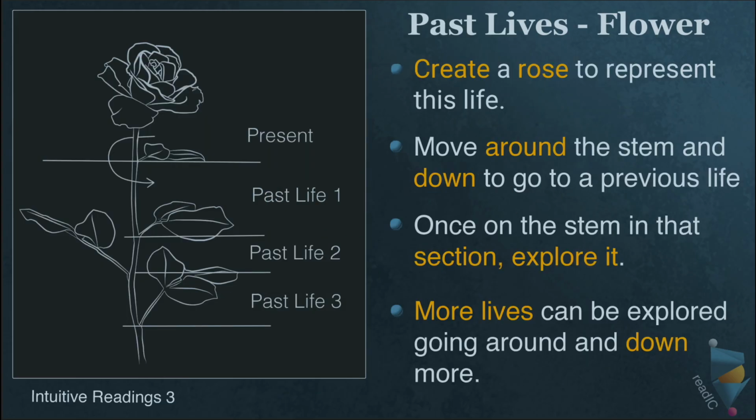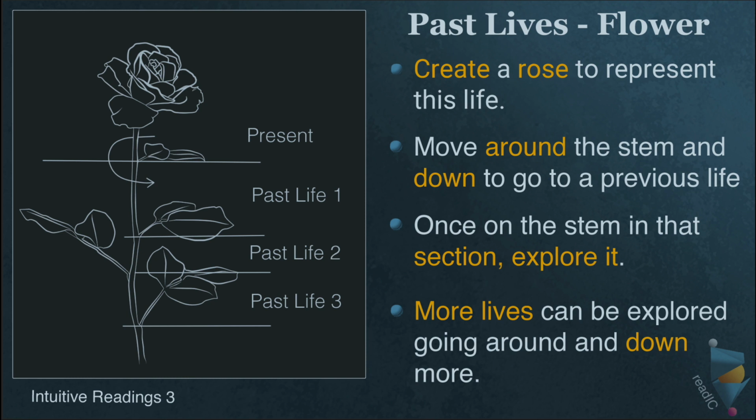Last section on past lives, and we're going to use the flower technique. I've got my rose here. This is a technique that I stumbled on doing past life readings with somebody else. And what you can do for past life, you can have as a representation of the person's life flower, and then when we want to go to a previous life, we go around the stem. So I've got different points where there's leaves coming out.